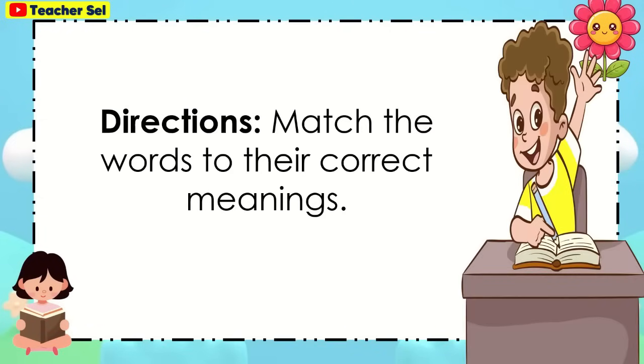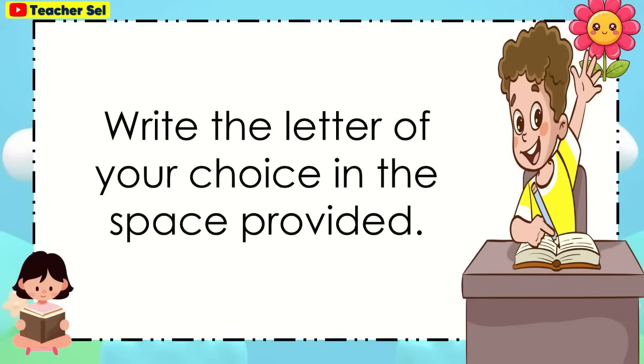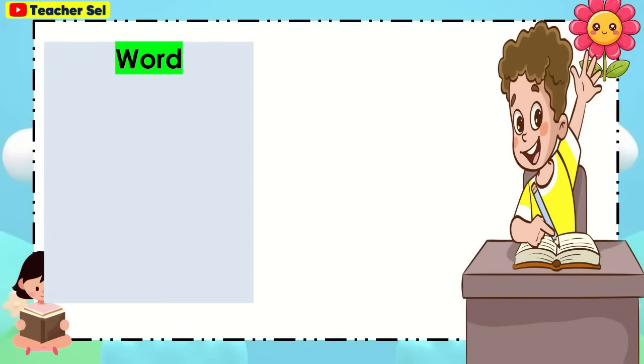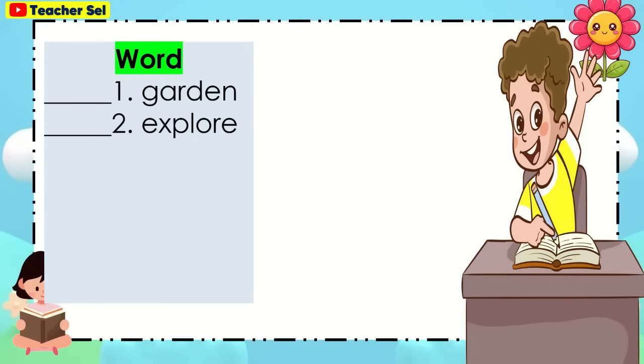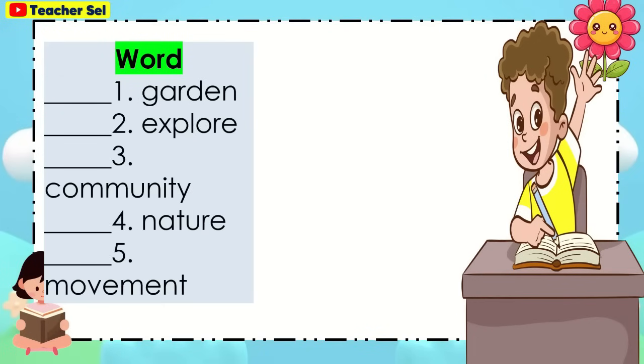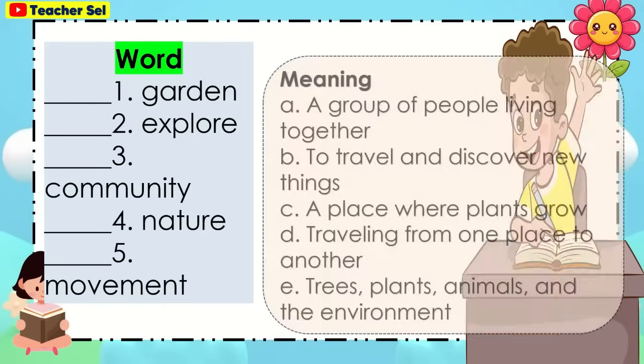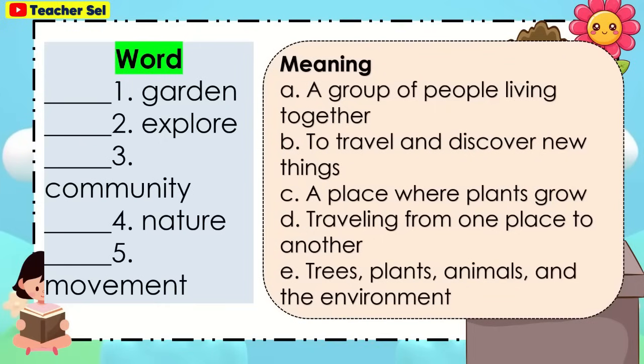Match the words to their correct meanings. Write the letter of your choice in the space provided. For the words, we have garden, explore, community, nature, and movement. For their meanings: A. A group of people living together. B. To travel and discover new things. C. A place where plants grow. D. Traveling from one place to another. E. Trees, plants, animals, and the environment.